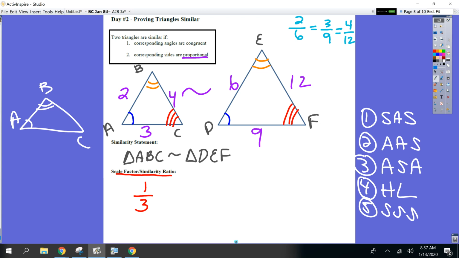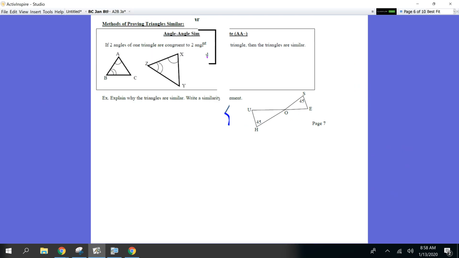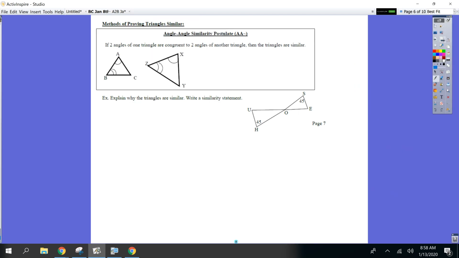3 methods. Only 3. Wait till you see this first one. Pretty darn easy, the first one. AA, angle, angle. So all that means is you need 2 pairs of angles and we're done. Let me say that again. You need 2 pairs of angles and we're done. They're similar. Look at my example here. I need to figure out why HOU is similar to SOE. What did I give you already?